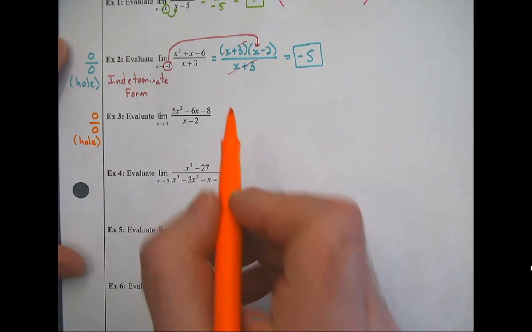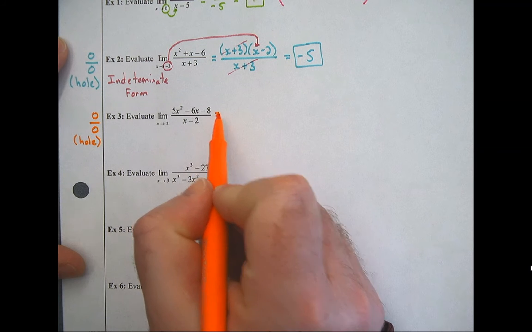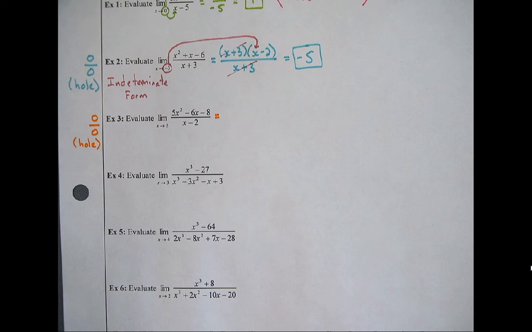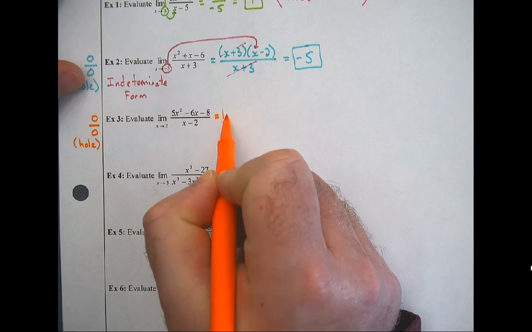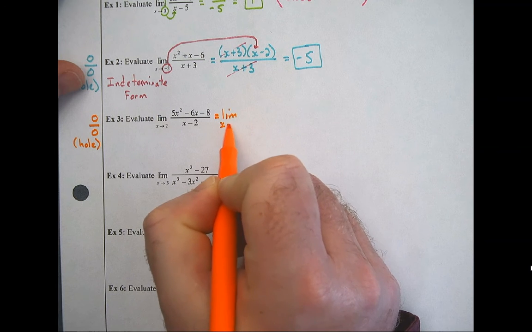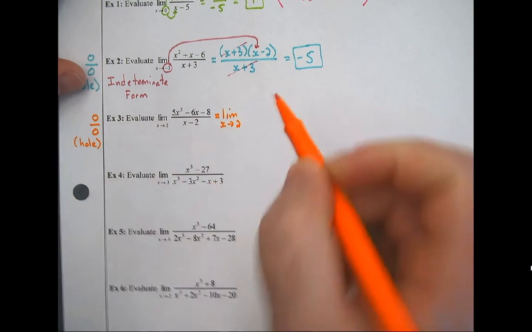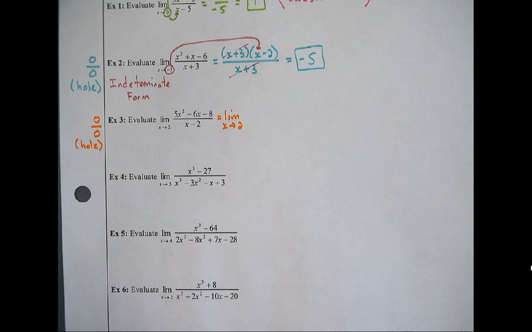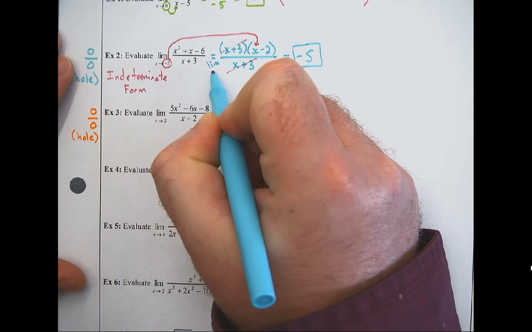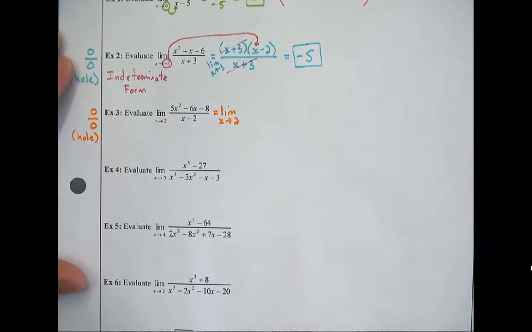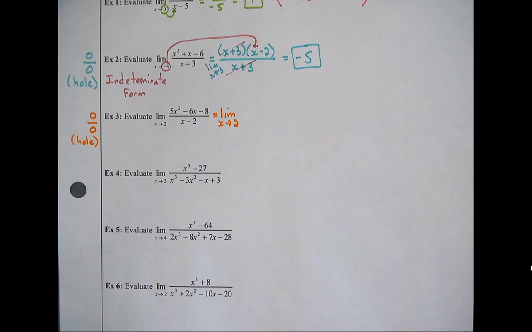I'm going to encourage you to pause here and try to factor that numerator. Got a little lazy. I should be writing the limit in front of these until I can direct substitute. Okay, let's see how you did factoring.